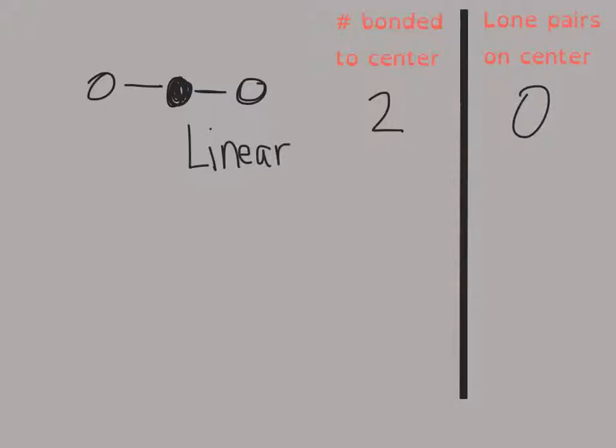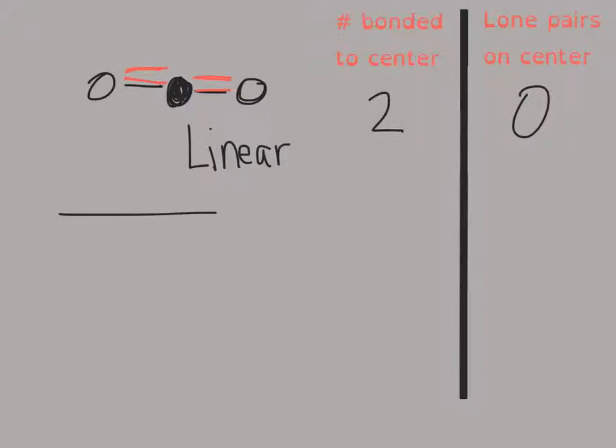Now, one thing to keep in mind is that you can have a double bond on both sides, and that is still going to be linear because you have two things bonded, and no lone pairs. So there's no unshared electrons on the center atom. When you have that case, you have a linear molecule.